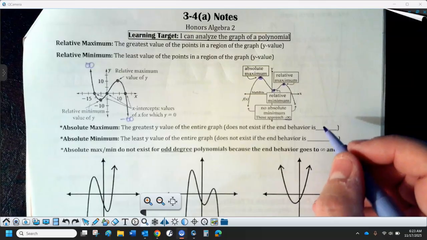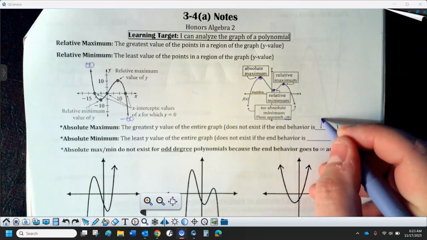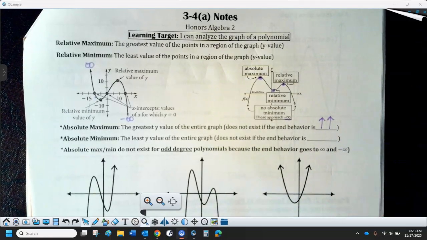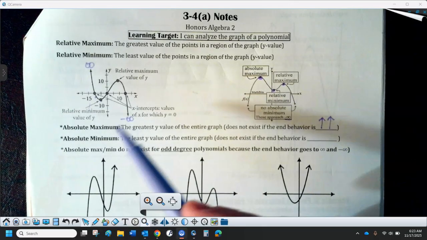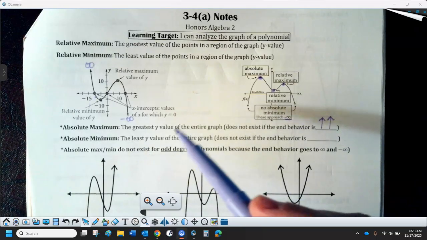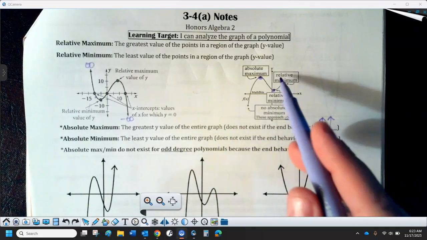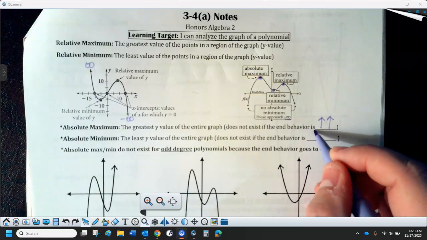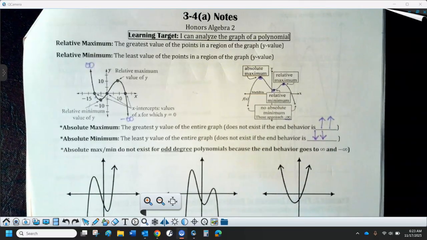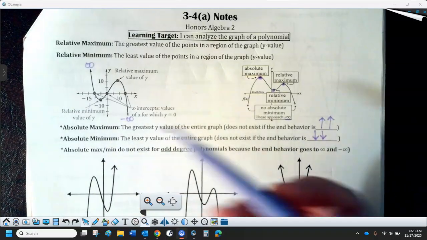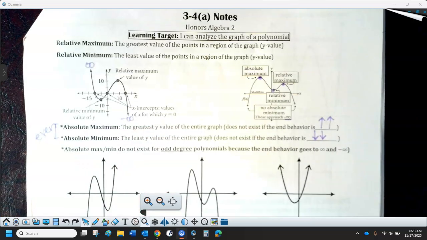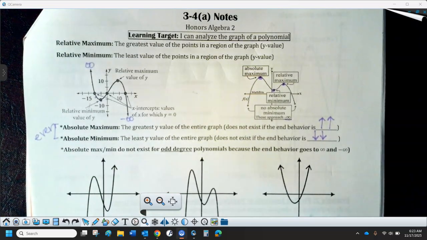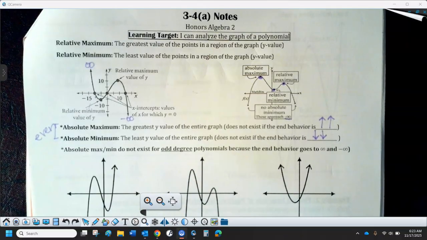Okay, so absolute maximum is the greatest y value of the entire graph. Now, this does not exist if the end behavior goes up on both ends. So it does exist on this one, but if we have end behavior where both ends go up, absolute minimum is the least y value of the entire graph, and that does not exist if the end behavior on both ends points down. So absolute max and min can only happen if you have an even degree polynomial. And that's what that says right here. It does not exist for an odd degree polynomial.